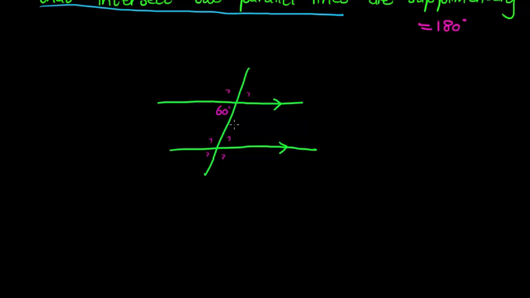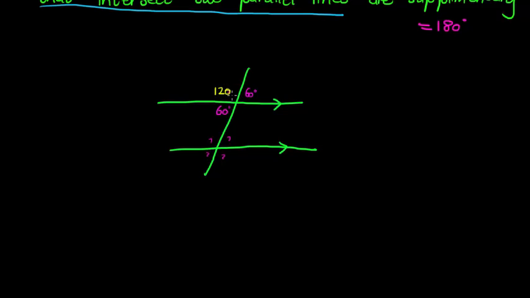Okay, so Carl, give me this one. 120. Okay. Could you give me the one next to it? This one? 60. Sorry, Carl, why was this one 120?